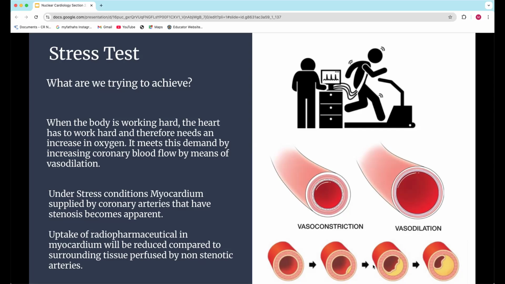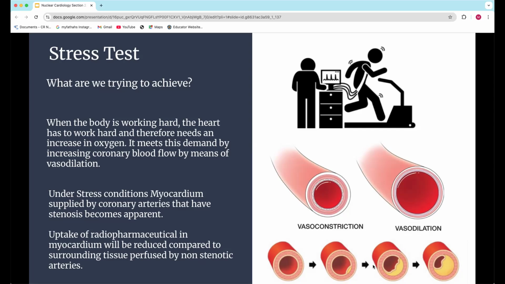So when we do our rest scan, we're going to have kind of a baseline of what the blood flow looks like. And then I'm going to try to dilate in some way. What I'm looking for is I want to see every area of the heart dilate and increase in blood flow. If there are areas that do not increase in their blood flow, then they're ischemic.